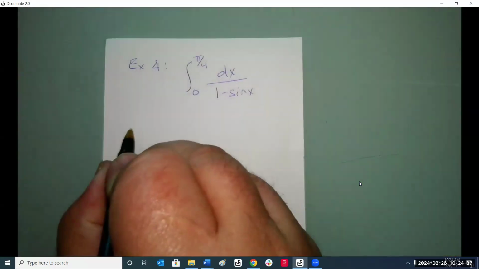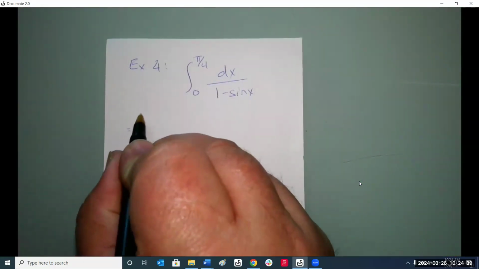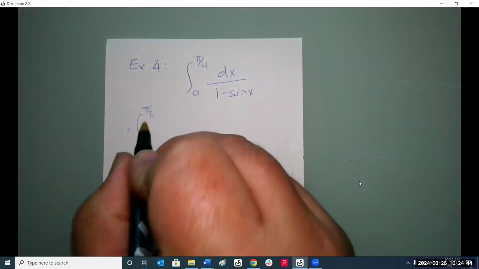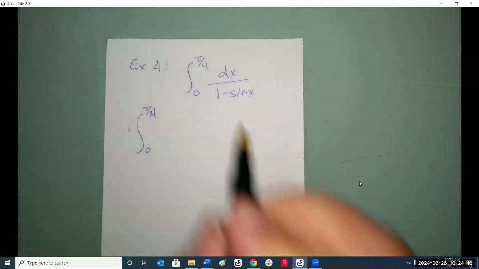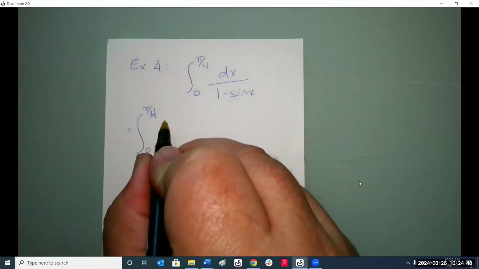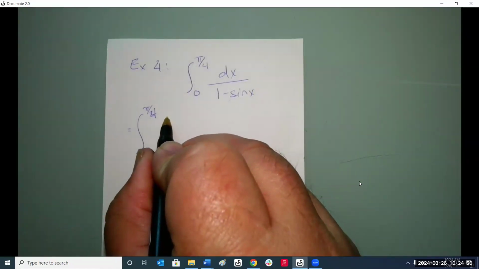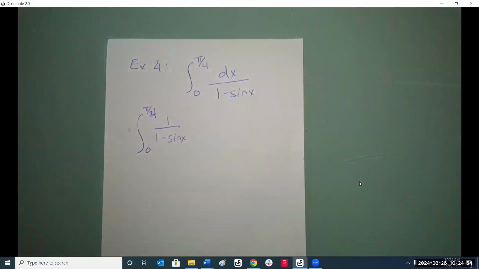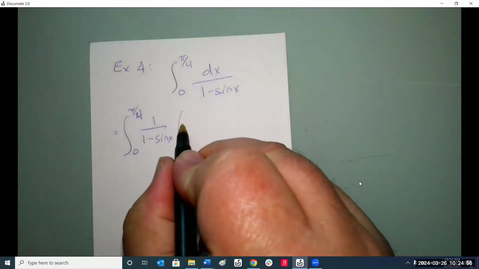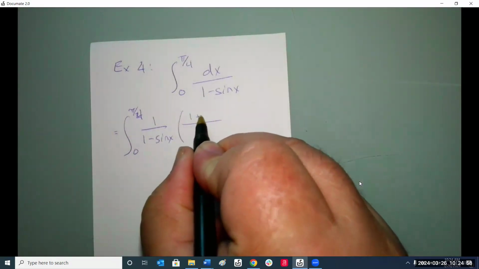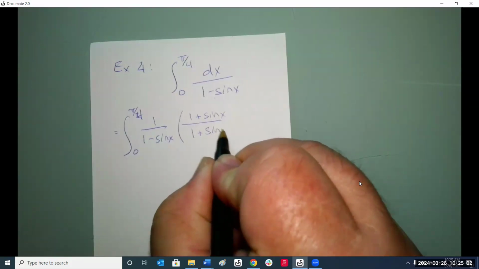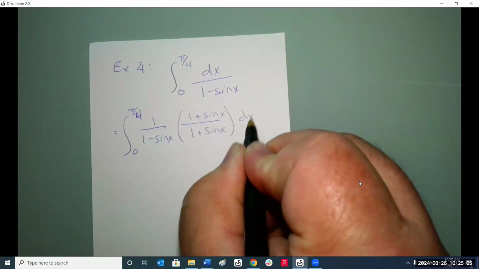So what we have to do here first is multiply by the conjugate of the denominator. So we have 1 over 1 minus sine x. That's the original one. The conjugate is just change the sign in between there. dx.